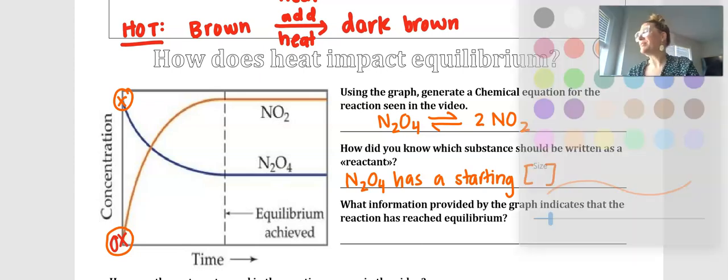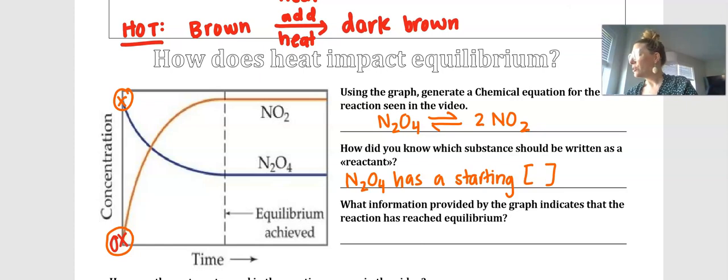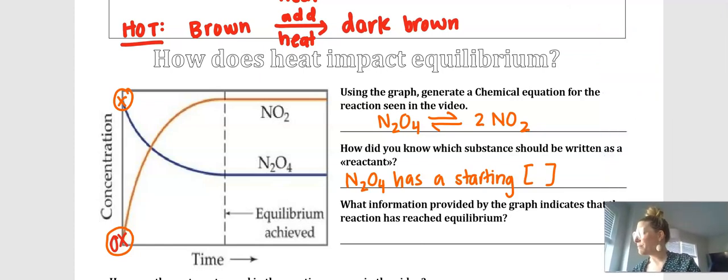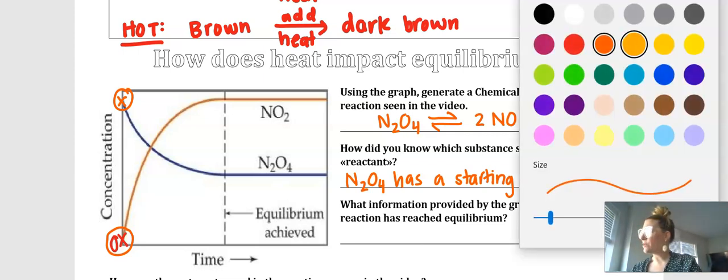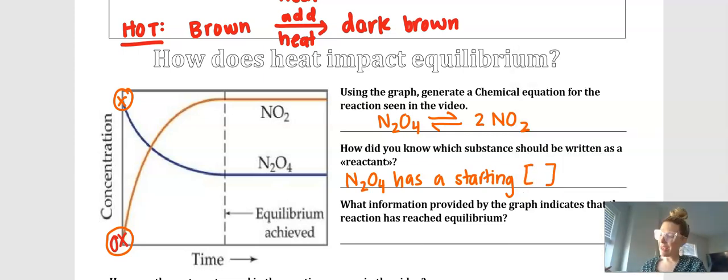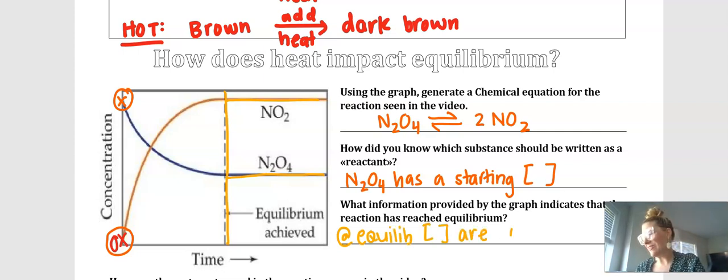Okay, which information from the graph indicates that we've reached equilibrium? I threw this in here because it is important to continually review these components. So how do we know that we've reached that equilibrium point? If you look, when we've reached equilibrium, the concentration of the NO2 and of the N2O4 goes unchanging. So at equilibrium, the concentrations are, again, keyword here, constant.